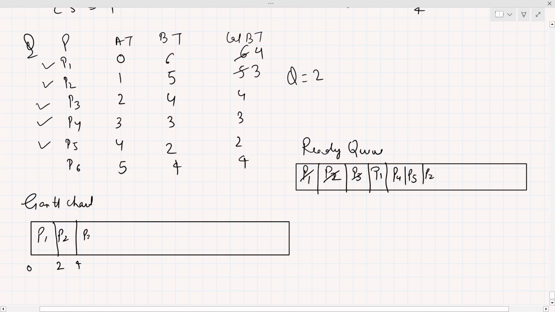After P2, P3 gets the CPU from 4 to 8. So the time left is 2. From 4 to 8, the last process, P6, is also available. So P6 is added, and then there is burst time left for the current process P3, so you add P3 as well. After P3, the P1 process gets the CPU. Here you can see that it solves one basic problem: P1 having a very high burst time, still gets the CPU.